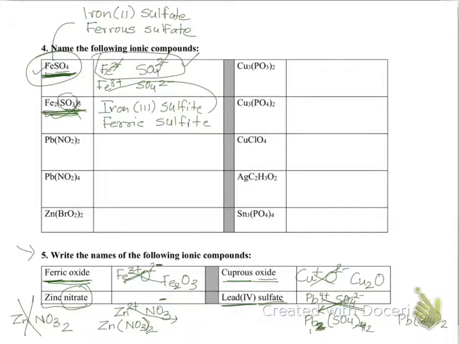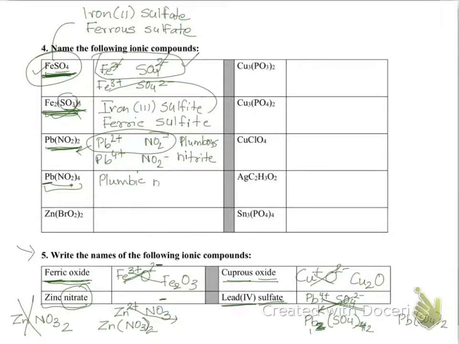Now, for the rest of these, I'm going to give you the names. You're going to practice that lead can have a charge of 2 plus or 4 plus. NO2 is nitrite with 1 negative charge. And the first combination will give me the given formula. So it is going to be lead 2 nitrite or plumbous nitrite. Similarly, in this one lead is present as 4 plus. So this will be plumbic nitrite.